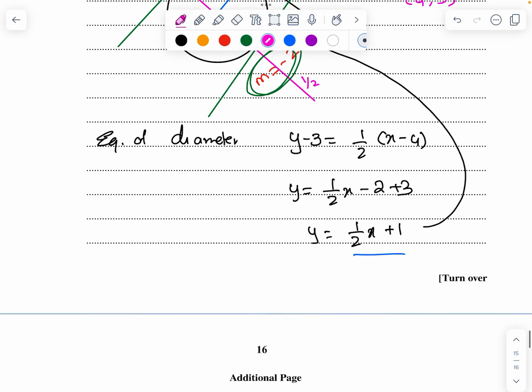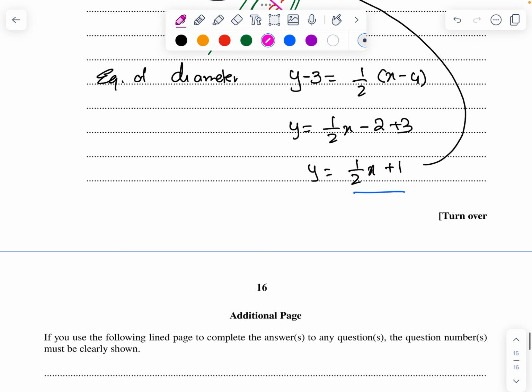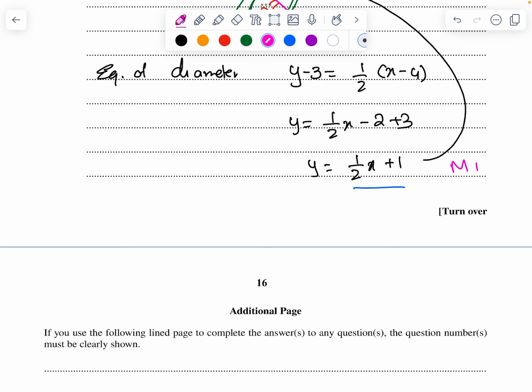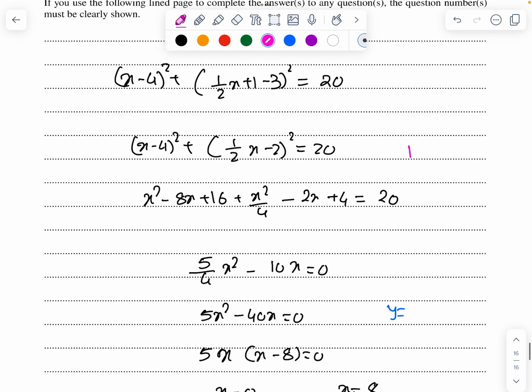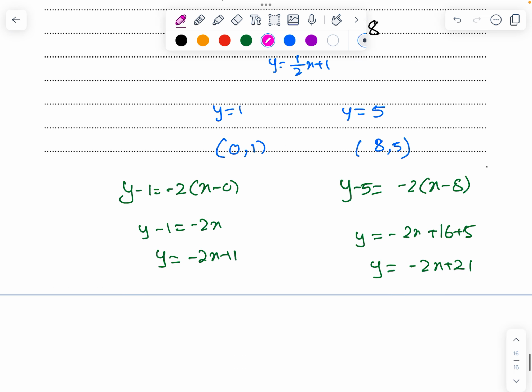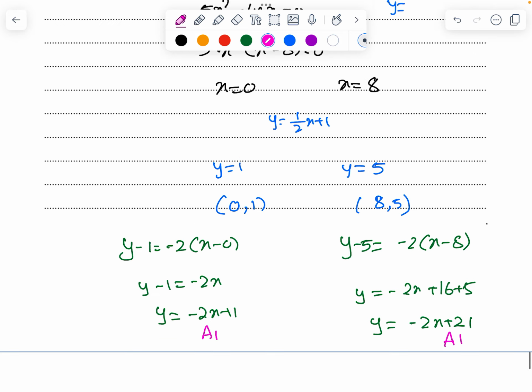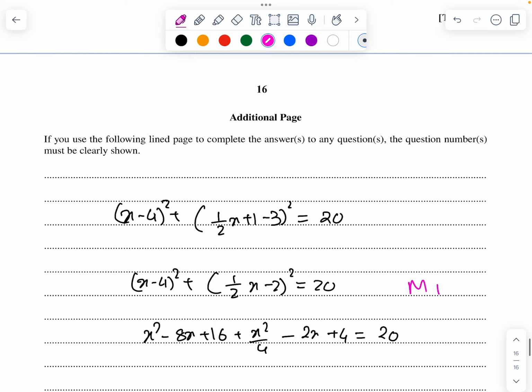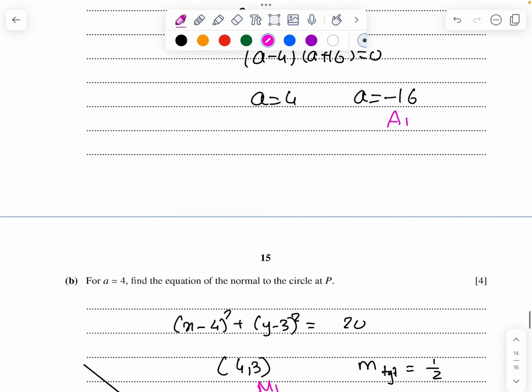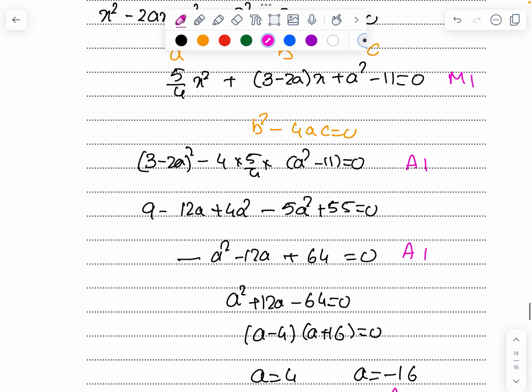So the last question was a difficult 4 marks question. A method mark for getting the equation of a diameter, then another method mark for getting this one, an accuracy mark for this, and an accuracy mark for this. That completes the paper for 10 questions, a mock paper based on the first 4 chapters of Pure Mathematics 1.